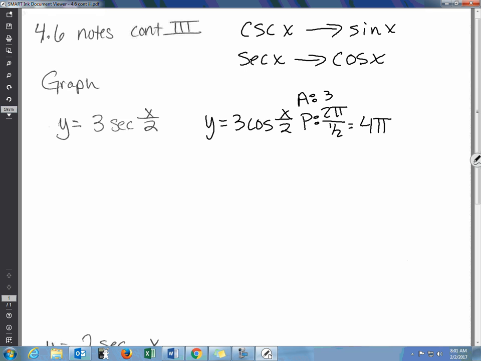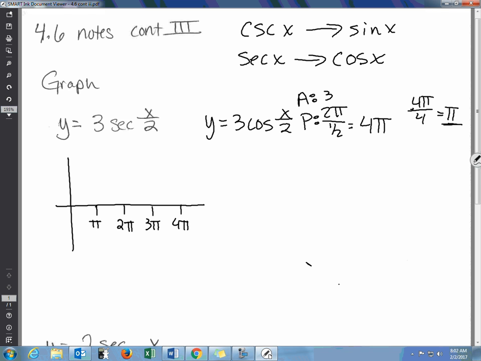Now to get our 4 intervals along the x-axis starting at 0, I have to take 4 pi and divide it by 4. When I do that, I get pi. So what does that mean? That means all my points along the x-axis are going to go up pi units each time. So I have 0, pi, 2 pi, 3 pi, and 4 pi.